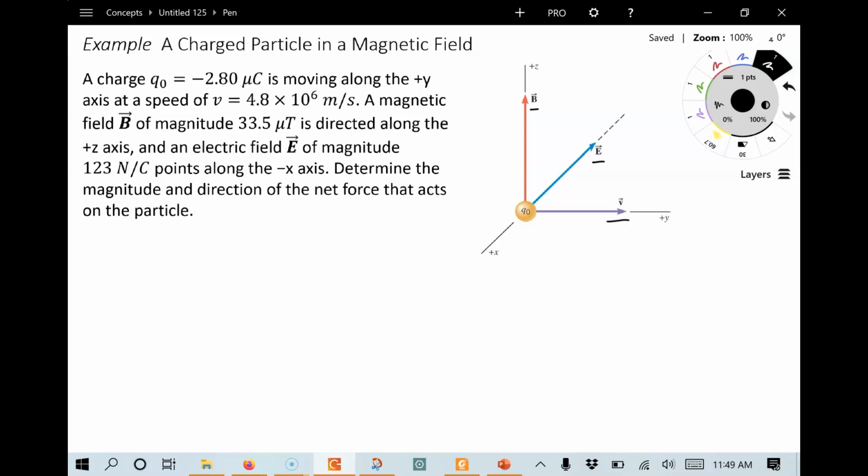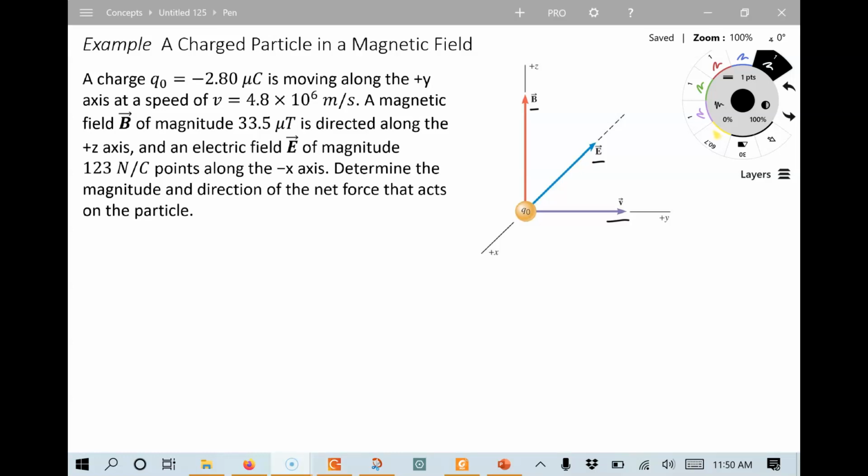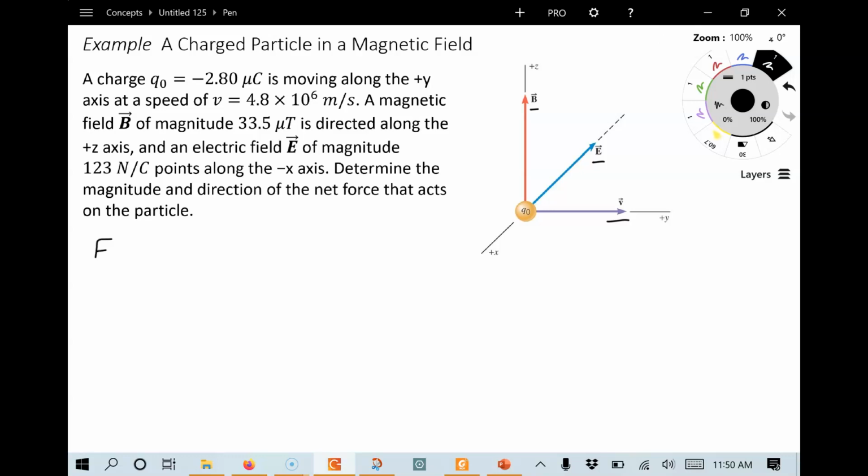So to start this problem, this is a problem where we're going to calculate the magnetic force that is exerted on that charge due to the fact that it's immersed in a magnetic field. We're also going to need to figure out what is the force exerted on the charge due to the electric field. But let's focus first on the magnetic force. So we know that the magnitude of the magnetic force Fb that acts on a charge moving in a magnetic field is given by the equation.